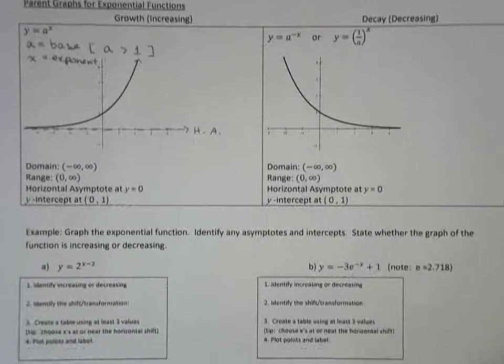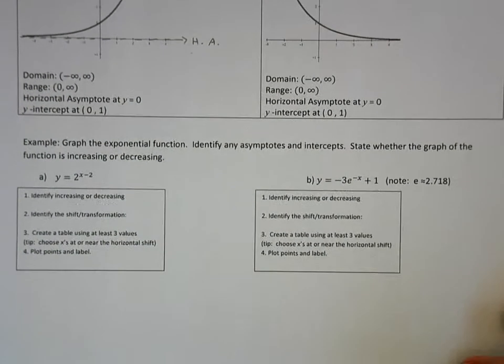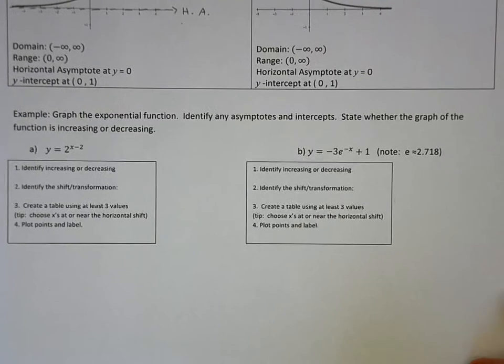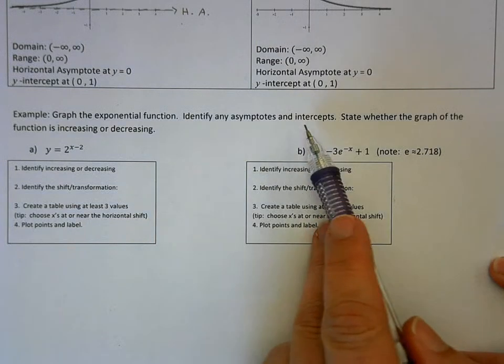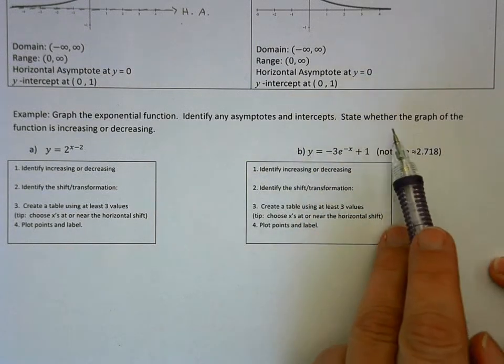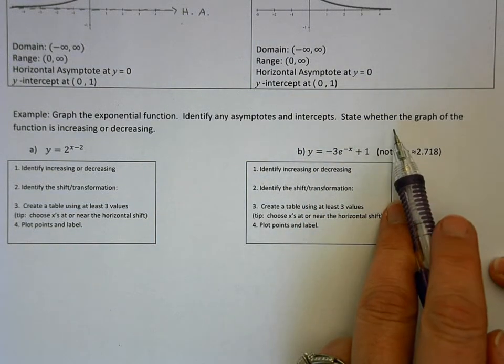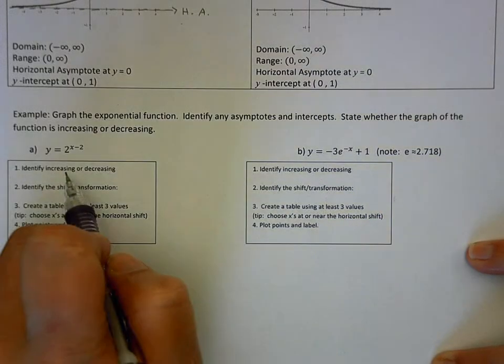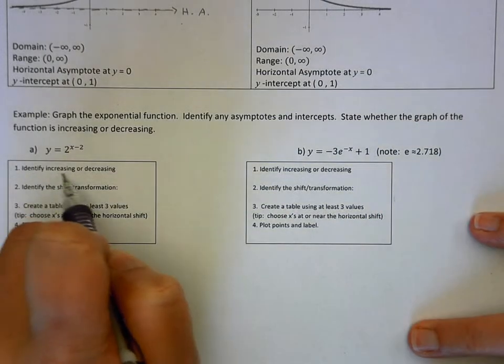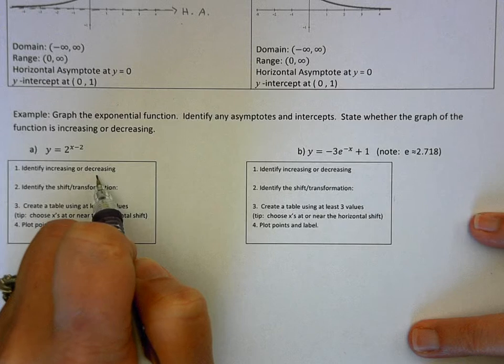So what you're going to have to do for homework is graph. I just have two examples here where we have to graph the function. We have to identify any asymptotes or intercepts, and then state whether or not the graph is increasing or decreasing. So for the first equation, we want to identify increasing or decreasing, and that way we have the basic shape of what we're working with.